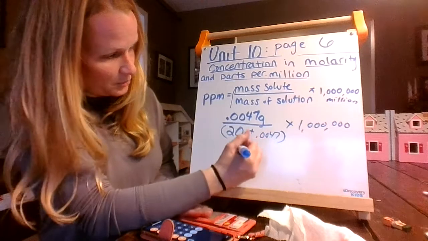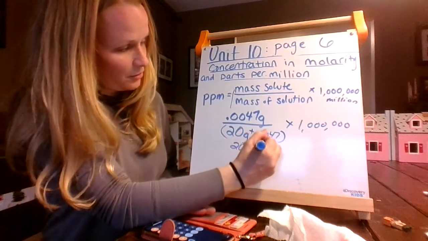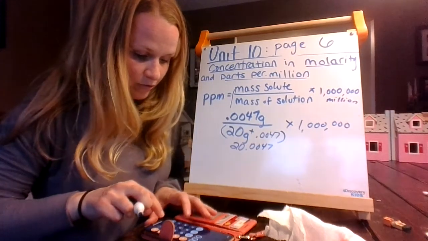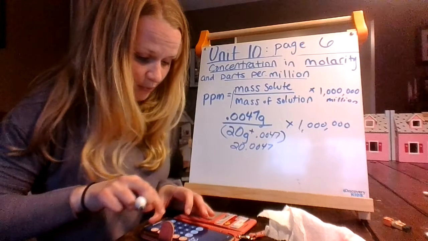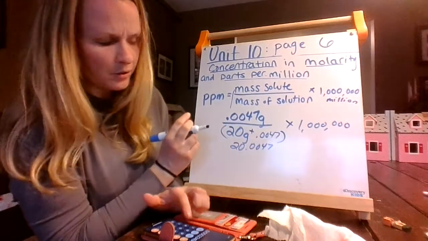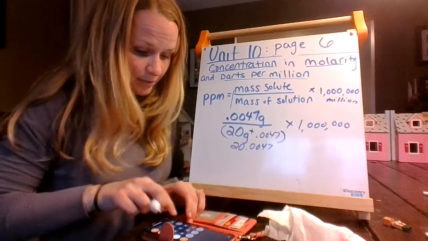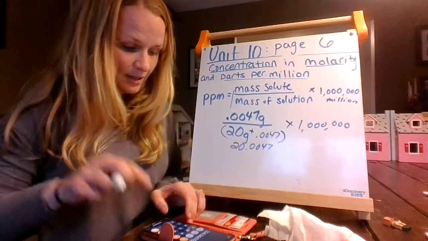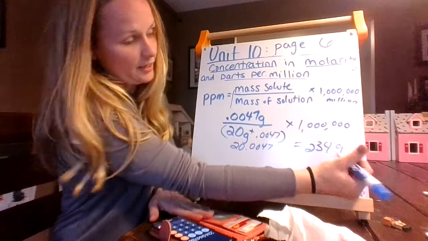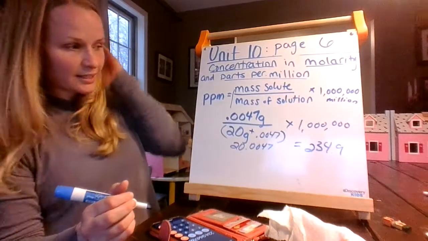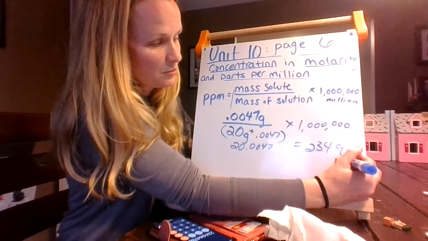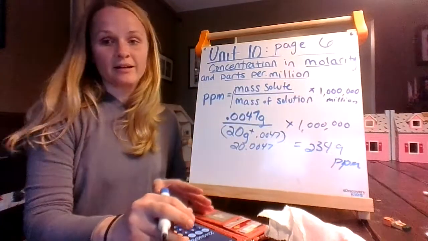So this 20 plus 0.0047 is 20.0047 when I add that up. 0.0047 divided by 20.0047 is some 0.00 number times a million, comes out to be 234.9, we'll round it. And the unit for this, just like the unit for percent is percent, the unit for this is parts per million.